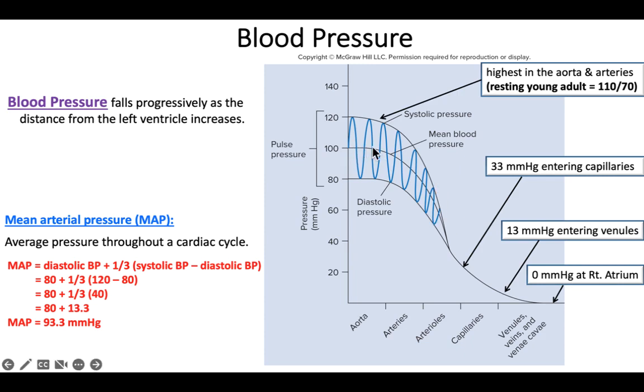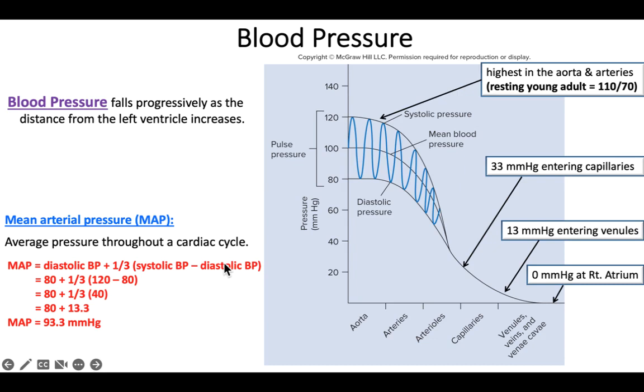Notice the center line is the mean blood pressure, or mean arterial pressure, or MAP. This is the average pressure throughout a cycle. There's a calculation actually for this. This is one of the equations to calculate mean arterial pressure. You take the diastolic pressure and you add that to 1/3 of what's called pulse pressure. Pulse pressure is just the difference between systolic and diastolic.